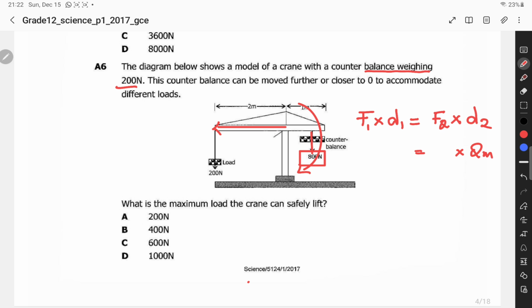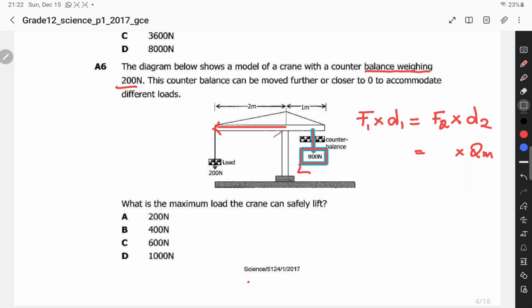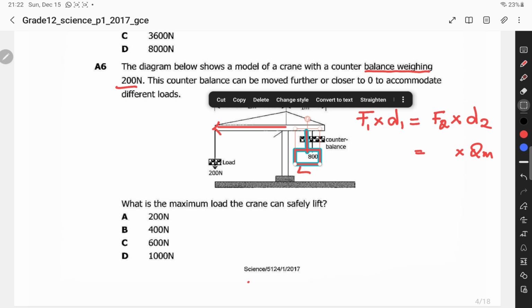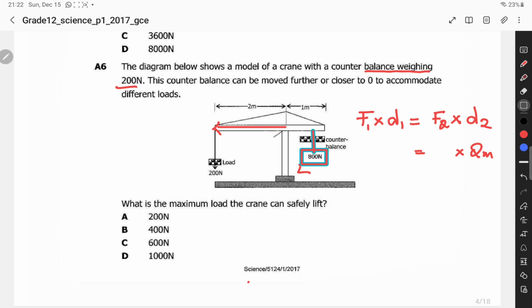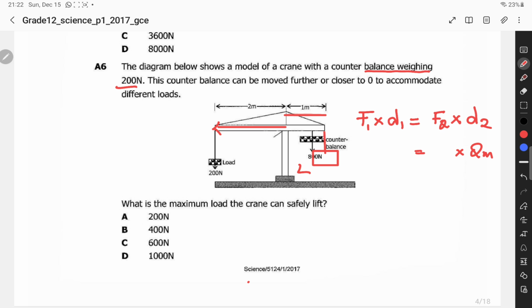Then next up, the maximum that this crane can support occurs when the counterbalance is at its furthest point. So at this point, it can support something that is very heavy. And as it gets closer, what it can support is slightly lighter. So if you wanted to support something that is heavier, as you saw earlier, you have to move the counterbalance further away. So it will support its maximum load when it is at its furthest point, and that is 1 meter from the pivot. So it supports its maximum load when it is 1 meter away from the pivot.